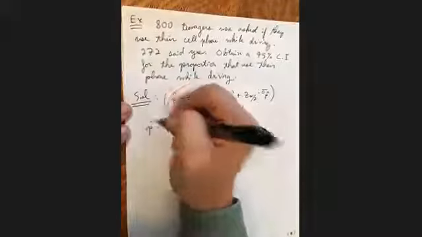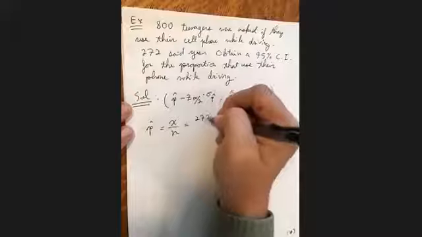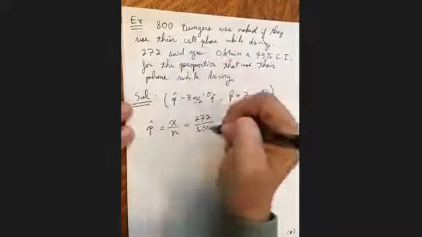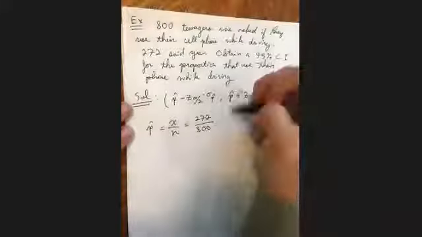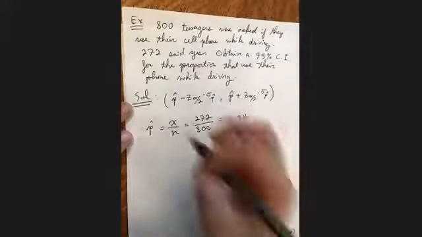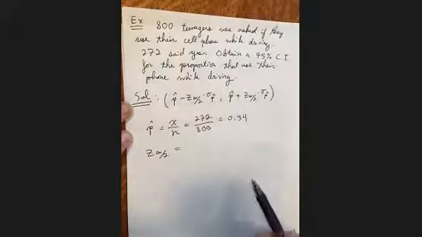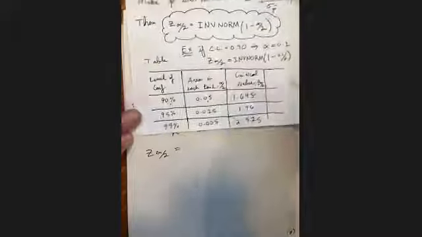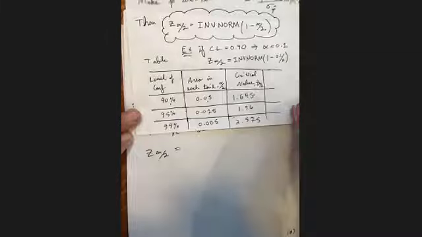All right, so P hat is X over n, and X is 272, and n is 800. So we put that in our calculator, 272 divided by 800, and we get 0.34. So that is our P hat value. All right, we need our Z alpha over 2 value. We have a 95% confidence. So we can do this with the calculator or use our table for a 95% confidence. Our Z alpha over 2 value is 1.96.